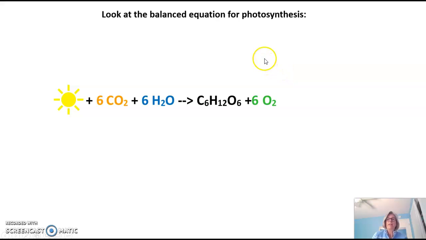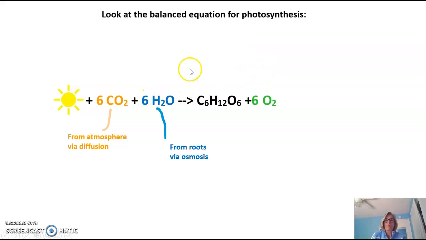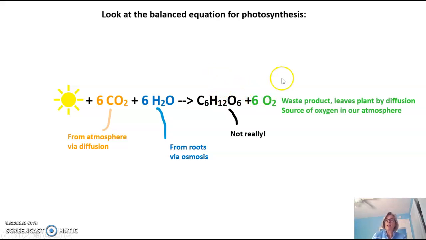So let's look at the balanced equation for photosynthesis and see where all of these pieces come from. Carbon dioxide gets into a plant cell from the atmosphere via diffusion. Water comes into the plants via osmosis from the roots. And even though this is part of the balanced equation, glucose isn't really what's produced. It's G3P. And then oxygen is a waste product. It leaves the plants by diffusion, and it is the source of oxygen in our atmosphere.